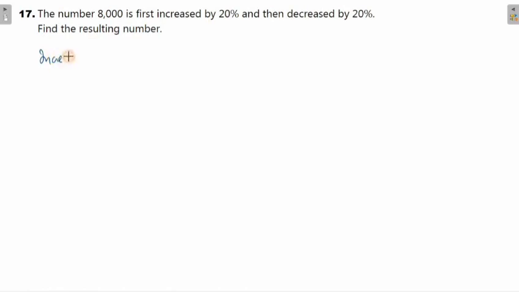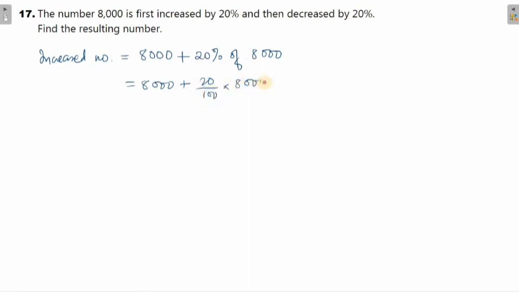So the increased number will be equal to, first we write the original number. This is my original number, and since it is increasing we have to add. It is increased by how much? It is increased by 20%, remember. So 20% of what? 20% of 8000. Let's quickly calculate this now. 20% means 20 by 100 into 8000. So the zeros get cancelled.